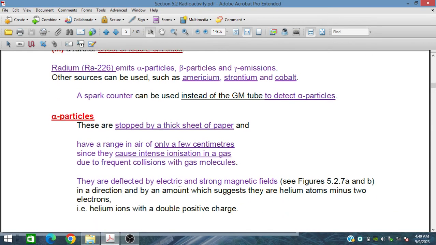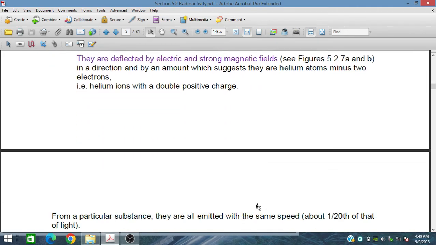They are deflected by electric and magnetic fields because they carry a positive charge. Whenever it travels across a magnetic or electric field, it is deflected in a direction and by an amount which suggests that they are helium atoms minus 2 electrons. So an alpha particle is basically a helium atom minus 2 electrons, a helium ion with a double positive charge.